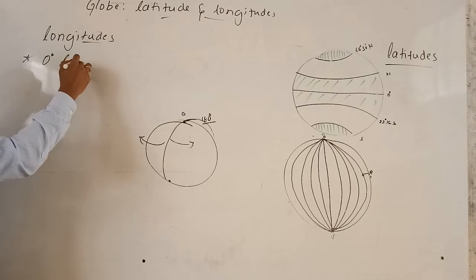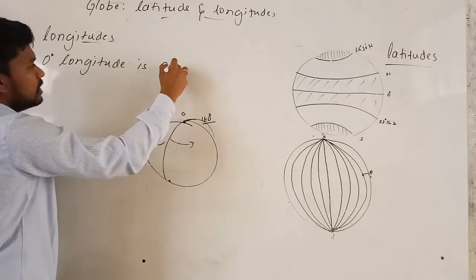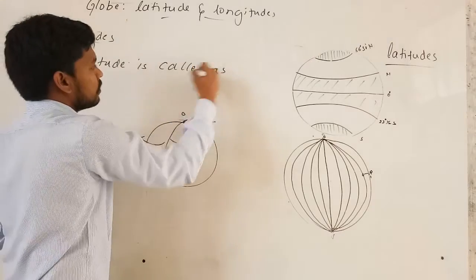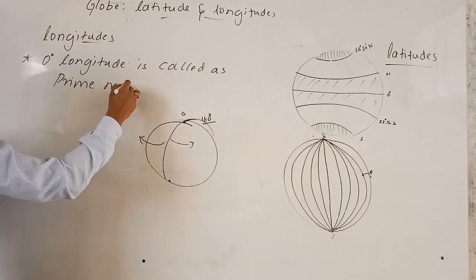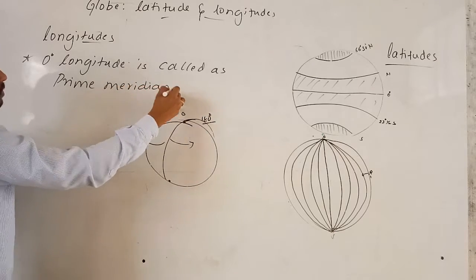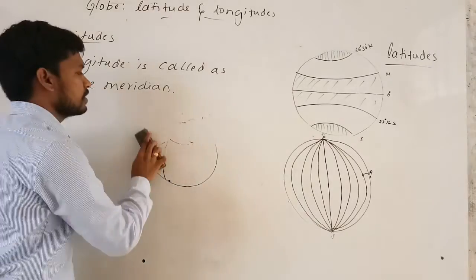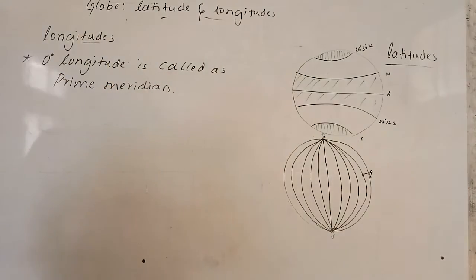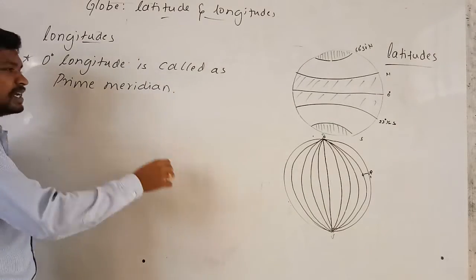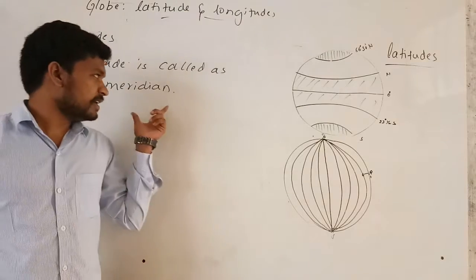The 0 degree longitude is called the prime meridian. Why do you call it a prime meridian? Because every longitude is called a meridian. Prime means its starting point, isn't it? It's the basic point. It's the prime meridian.